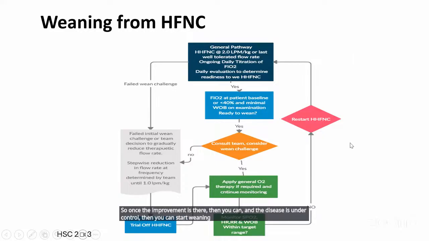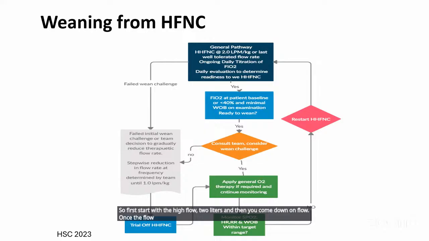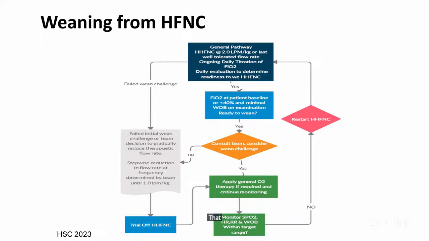So don't go by the chart. Just remember one thing: once you start weaning, when the disease is under control, you first wean the FiO2, that is the oxygen level. When it comes down to 40%, then you start tapering down the flows. So first you start with the high flow, 2 liters, and then you come down on flow. Once the flow becomes less than 0.5 to 1 liter per kg, then you switch from the high flow system to the low flow system, that is from HFNC to nasal cannula, and then you remove the cannula altogether.